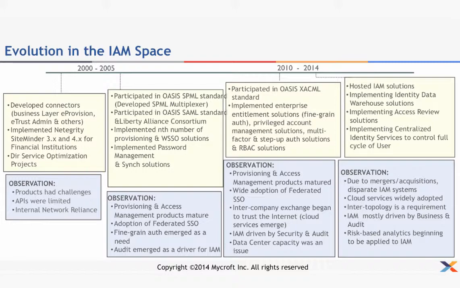Cloud services obviously have been more widely adopted at this time. The intertopology is definitely a requirement in regard to the idea of hybrid managing systems both on-premise and in the cloud. And IAM has become mostly driven by business and auditing perspective now, going completely changing from the beginnings where it was just merely technical. And then risk-based analytics have also shown up in the way of risk-based evaluation of different ways that end users authenticate into companies and into their systems.